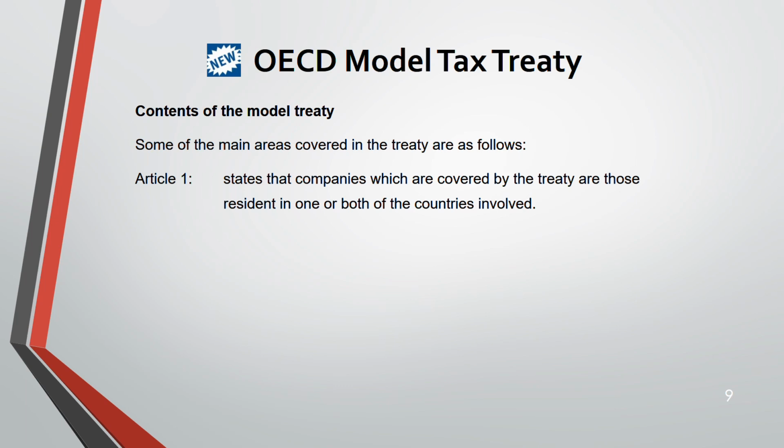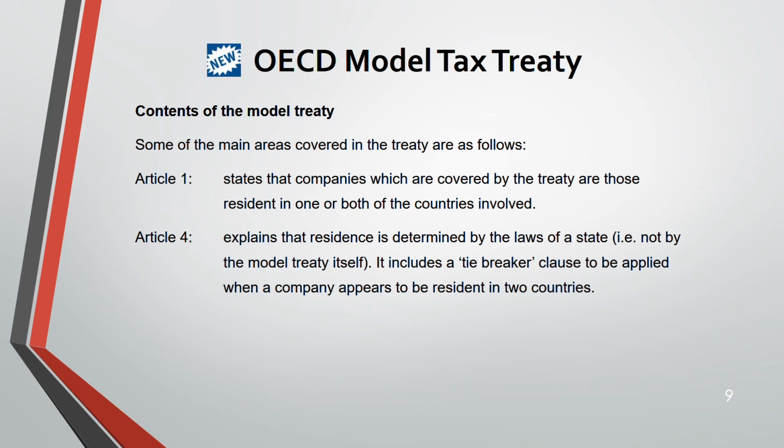Article 1 states that companies which are covered by the treaty are those resident in one or both of the countries involved. Article 4. You don't have to memorize these articles, by the way. You just have to know how a treaty works. That's why we are going through the content. Here, it explains the residence.